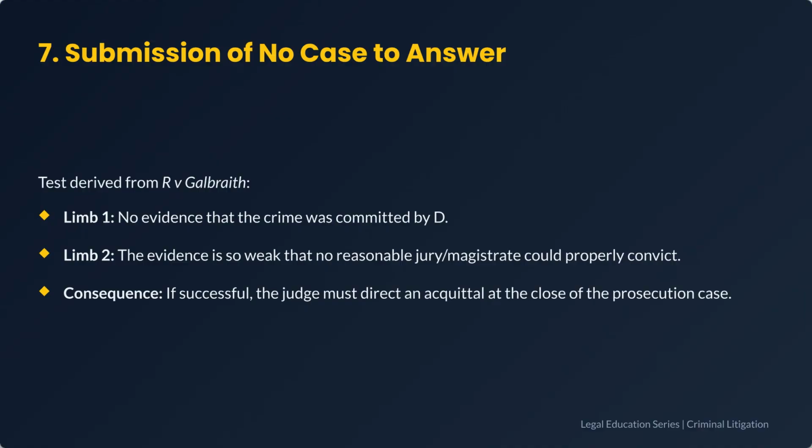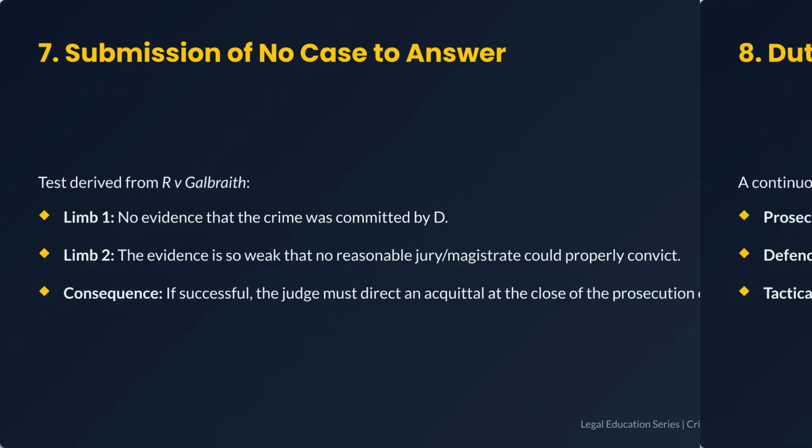You must explain to the judge that this isn't about witness credibility, which is for the jury, but about the sufficiency of the evidence as a matter of law. If the prosecution's case is fundamentally defective, you have a duty to end the trial immediately, saving your client from the unpredictability of a final jury verdict.